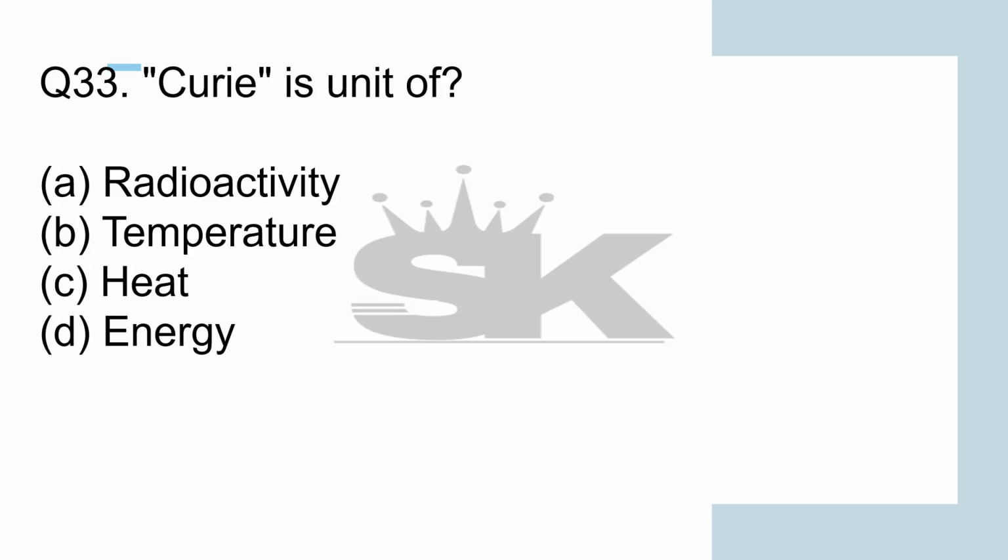Curie is a unit of radioactivity. The Curie is a unit of ionizing radiation or radioactivity that is equal to 3.7 into 10 to the power of 10 disintegrations or nuclear transformations per second. This is approximately the amount of radioactivity emitted by 1 gram of radium-226. The unit is named after Pierre Curie. We all know the story, right?